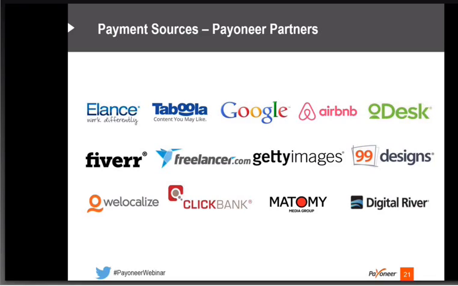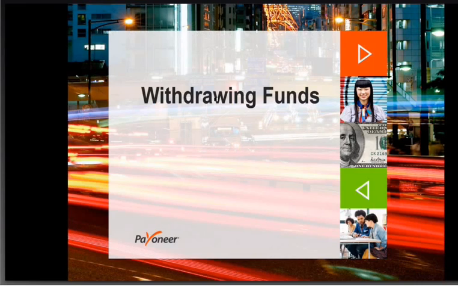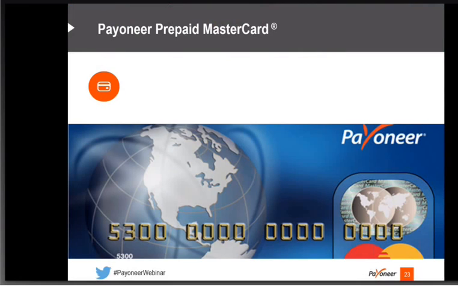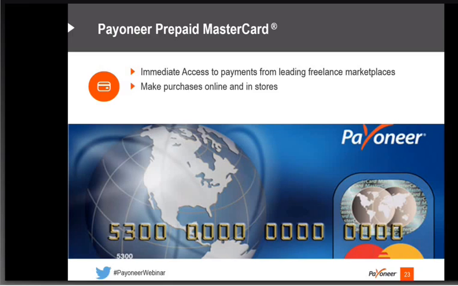And now we'll go over a few ways of withdrawing funds. The first method of withdrawal is through your card. You get your payments on your card, and you can easily access them. You can withdraw from ATMs. You can make purchases online and in stores, and it's very easy to use. You just need to make sure that any place you try to use the card, whether it's an ATM, a site, or a store, that they accept prepaid MasterCards. And then you can just go ahead and enjoy using your card.